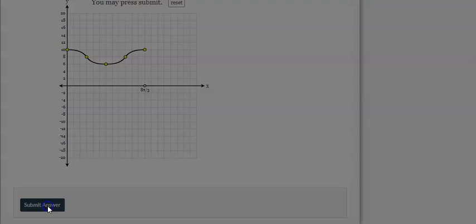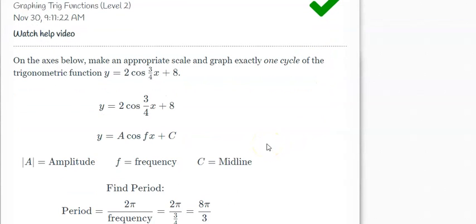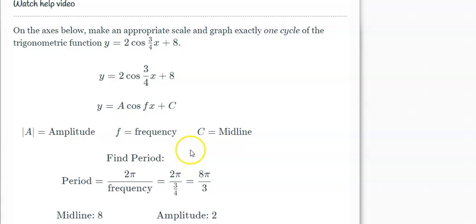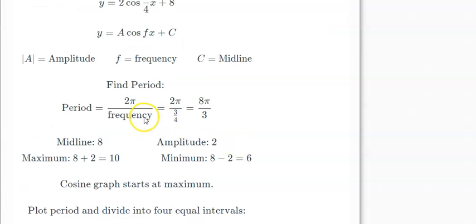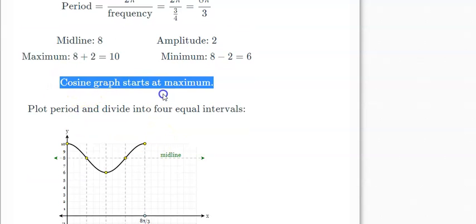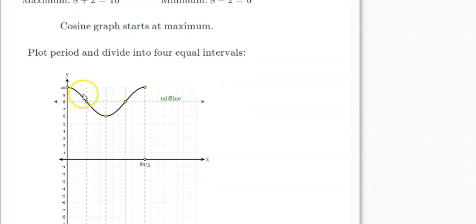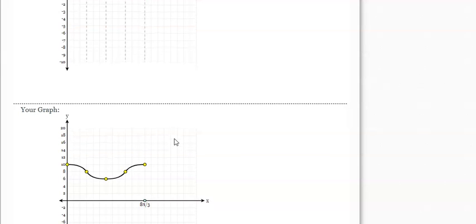So now I submit my answer, and let's hope that this is correct. Yes, it is. Woohoo! So again, same thing. They identified the amplitude, frequency, midline. They found the period using the frequency, and then they identified the max and minimum. Big thing again is that it's a cosine function, so therefore it starts at the max. And here they actually draw the vertical lines, the imaginary lines for the midline and the intervals. Make sure you pay attention to how they do that, because again, that's very similar to what I did.